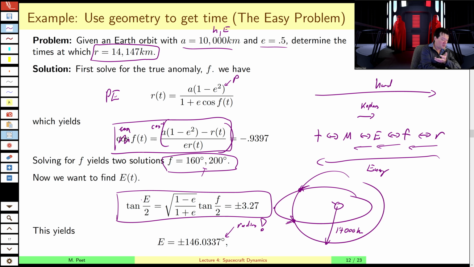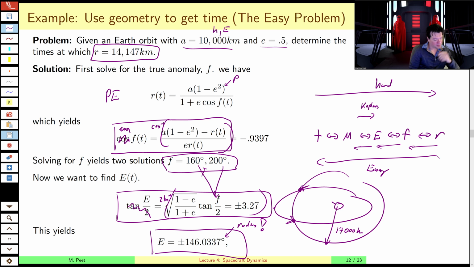Anyway, so we got 2 values of F, and now we apply this formula, the inverse tangent of this expression, and we get E. So inverse tangent, fortunately, doesn't have that same quadrant ambiguity, but we still have both values of F that we're testing here, 1 and 2, and so that yields 2 values of E as well. And so the two values of E here are plus or minus 146 degrees, or that's what my calculator tells me anyway.